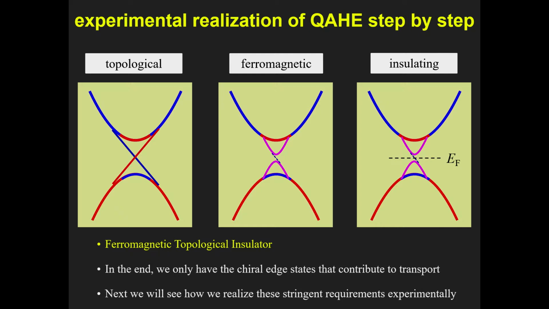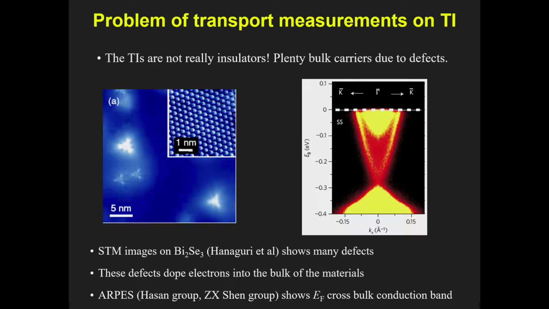So what we are looking for is a ferromagnetic topological insulator, and it's not easy to get that, because most insulating materials are not ferromagnetic. Very few of them are. Secondly, if the ferromagnetic order is very strong, it can also destroy the topological band structure. So to have all 3 conditions met in one material is very difficult, and we'll show you how we realize this step by step. Of course, we encounter a lot of different problems.